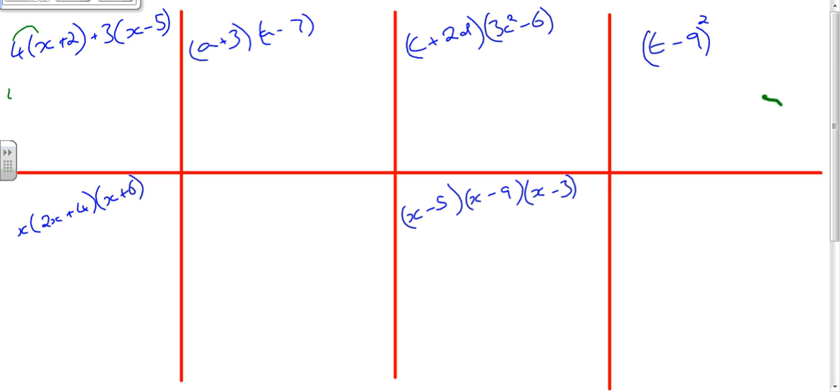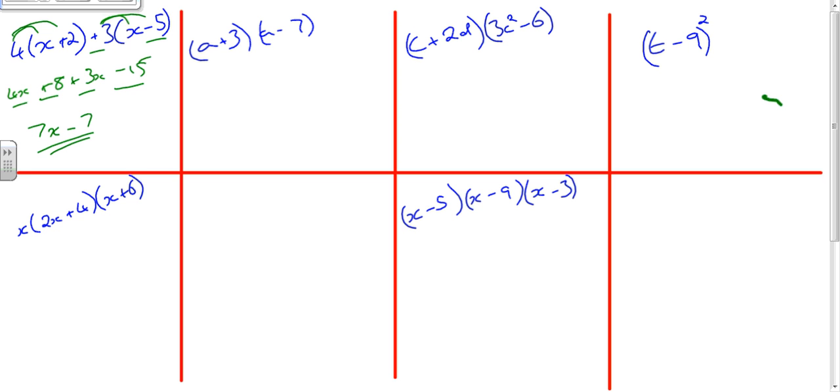So 4 lots of x is 4x, 4 lots of 2 is plus 8. And we've got 3 lots of x, which is 3x. We've got 3 lots of minus 5, so we've got a plus 3 times a minus 5. That's going to be minus 15. And then you've got to simplify it. So 4x plus 3x is 7x. And 8 take away 15 is going to be minus 7. So we've got 7x minus 7.